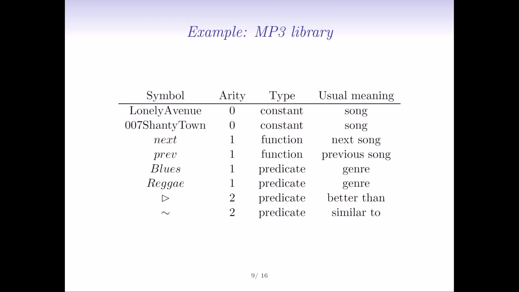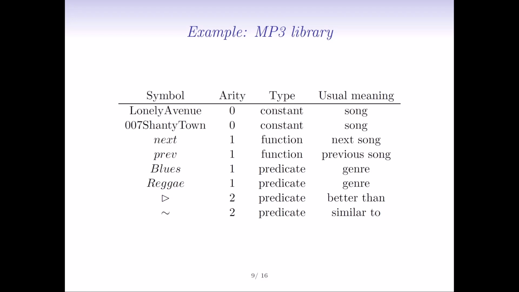Okay, and then I also thought about a couple of functions. If you imagine that all the songs in my library are stored in some kind of order, then perhaps I can have two functions, next and prev. They're going to be unary functions, so arity 1, and the idea is that given a song, next returns the next song, and prev returns the previous song. And you can imagine that perhaps if you get to the end of the list, then next will loop around and give you the first one back again, or something like that.